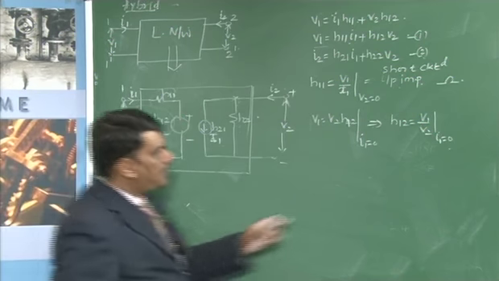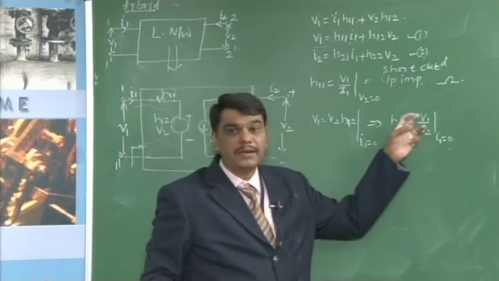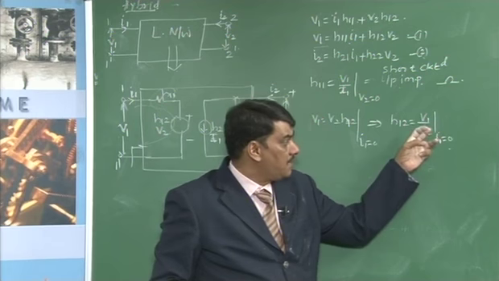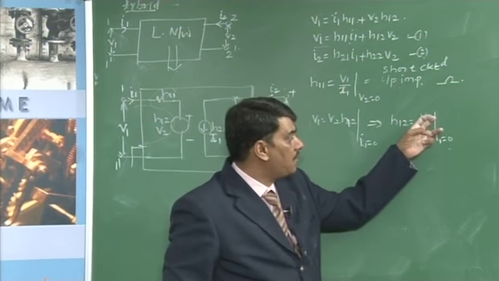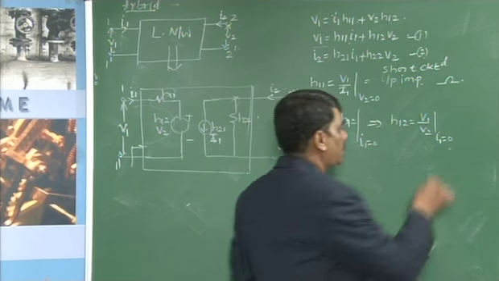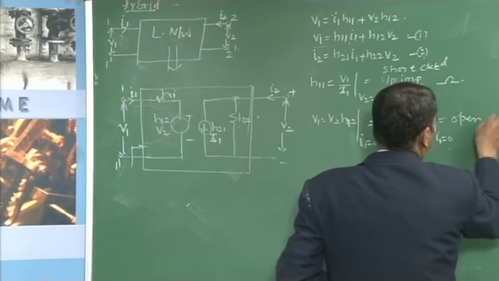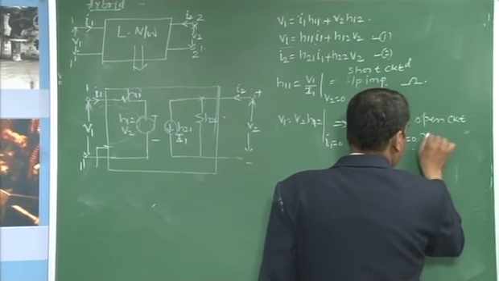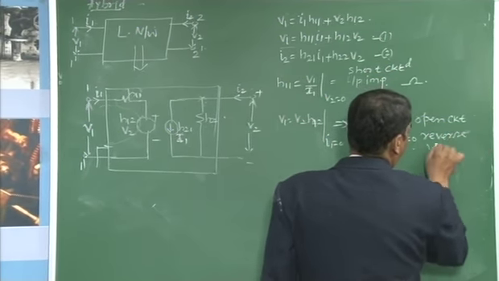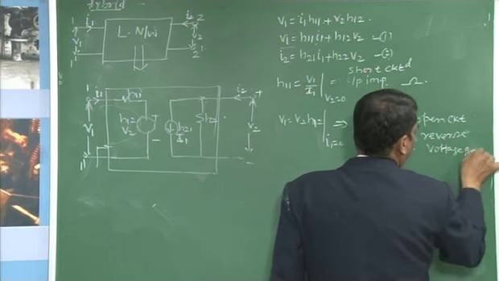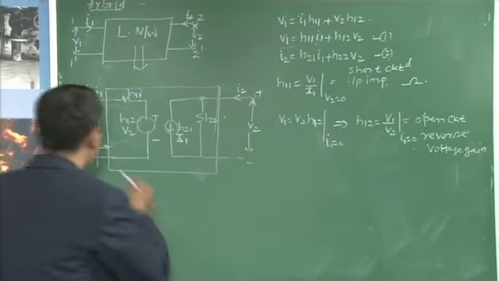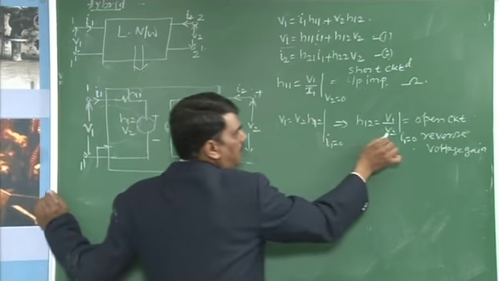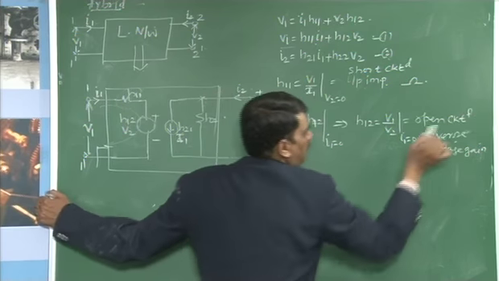Therefore, this is a ratio of voltages, that is V1 by V2. Already we know that V2 by V1 is defined as the voltage gain, but this is a ratio of V1 by V2. Hence, it is known as the open circuited reverse voltage gain. Reverse voltage means that the input is driven by the output voltage V2. Hence H12 is defined as the open circuited reverse voltage gain.